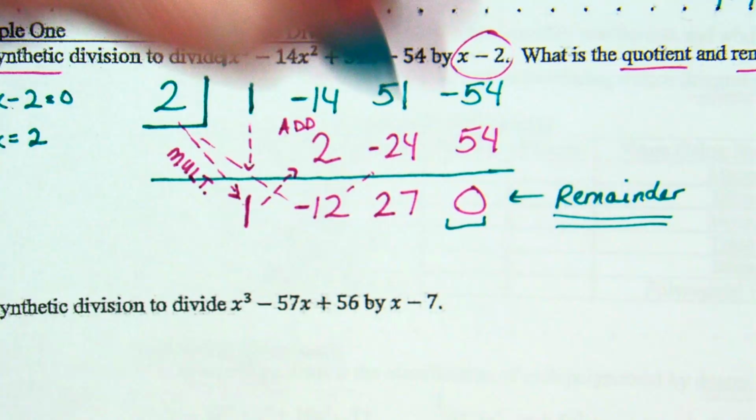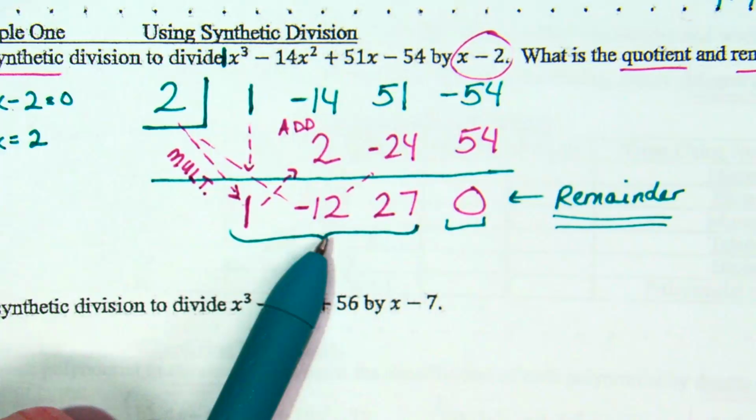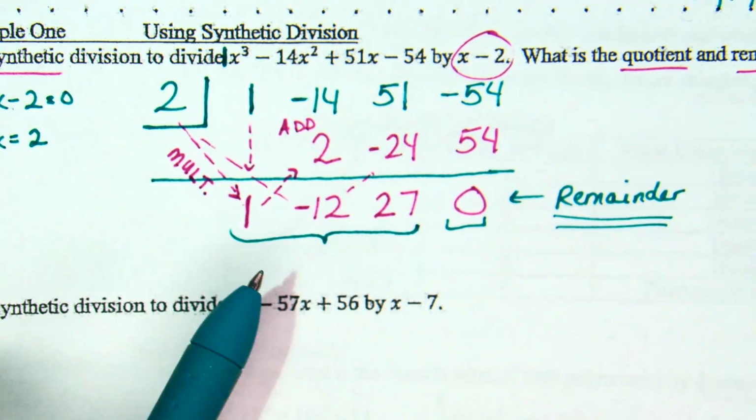Your answer comes from the numbers 1, negative 12, and 27. And this is where we have to put variables back in for our final answer. Okay, so we dropped off the variables, and now we're putting them back in.